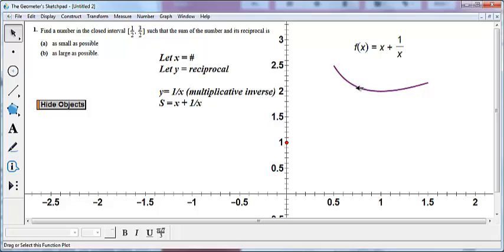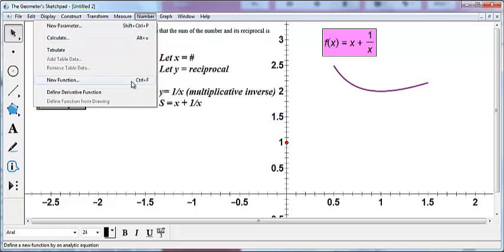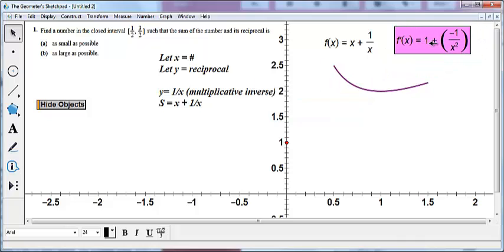Now, for the minimum, we're going to have to find the derivative. I know that you guys know how to do that, so I'm just going to use Sketchpad to define the derivative, and the derivative is 1 plus -1 over x squared, because this is the same thing as x to the -1 power. Using the power rule, you get -1 over x to the power of 2, or -1 times x to the -2, which is written like that. So what we want to do is set this equal to 0.